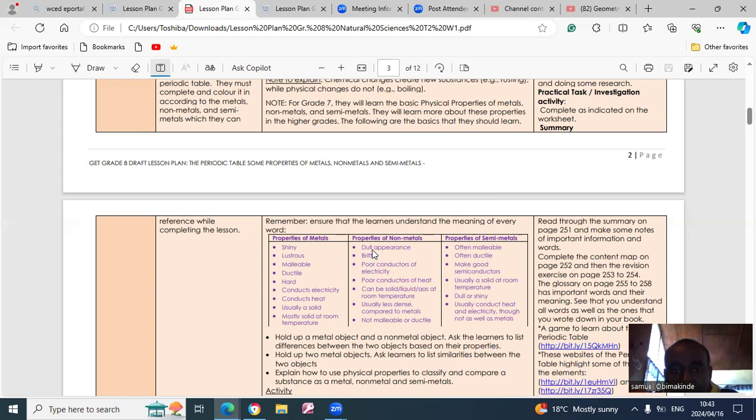Now, unlike metals, non-metals are dull. They are not shiny, right? They don't have a shiny appearance. Non-metals are brittle. So brittle means easily broken.